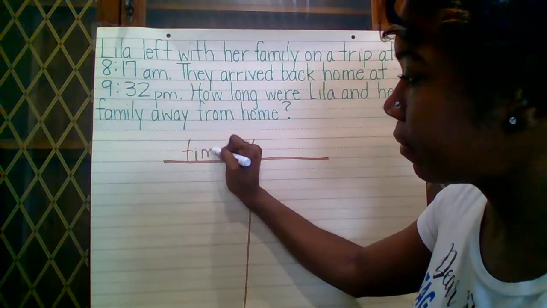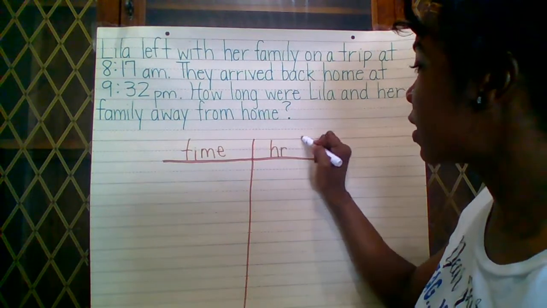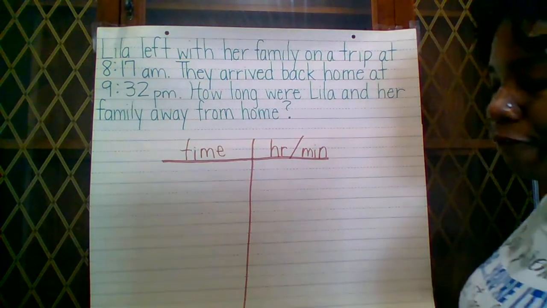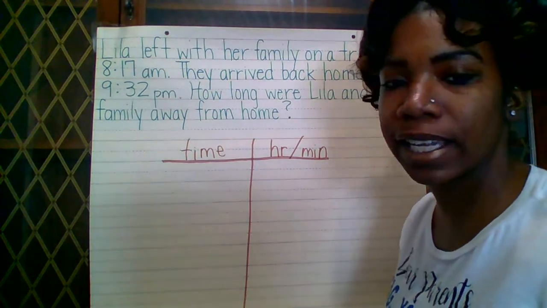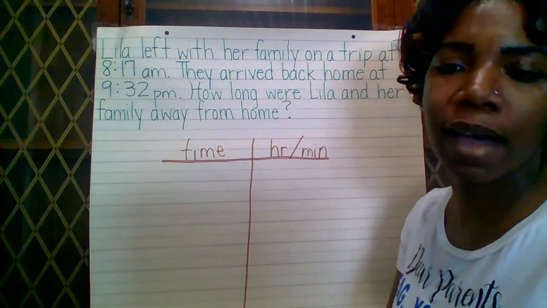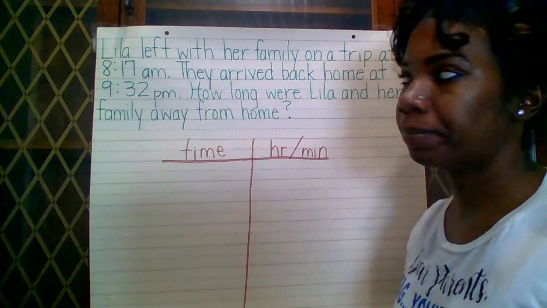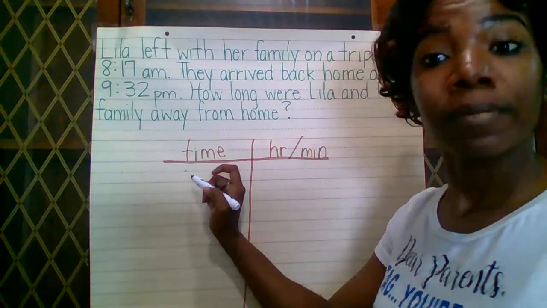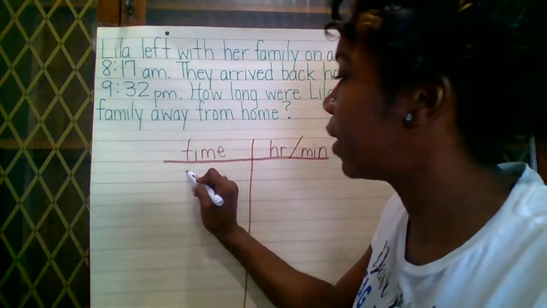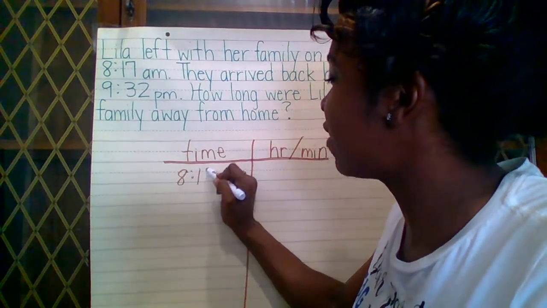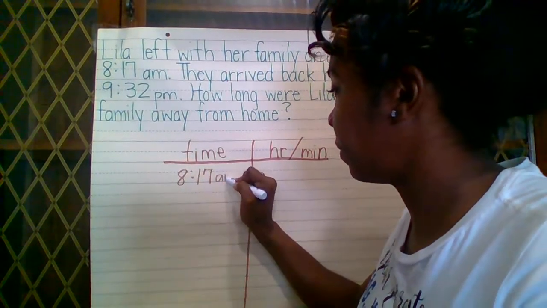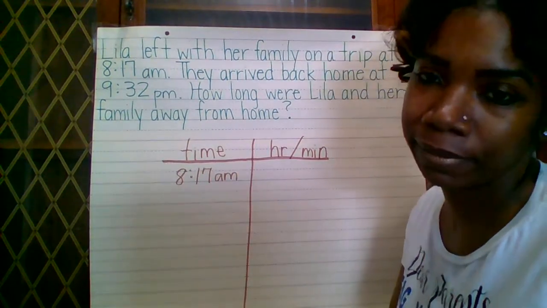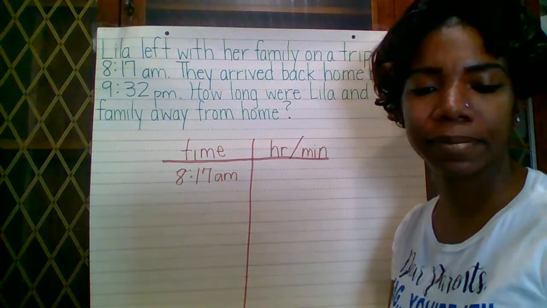Time, hours, minutes. So we need to go from our start time, which is 8:17 a.m., to our ending time, which is 9:23 p.m. So let's start with 8:17. Correct. It is our start time. 8:17 a.m. Now, I need to get from morning to night. What is the quickest way, class?